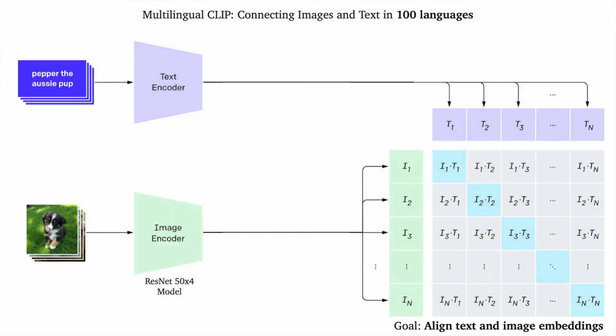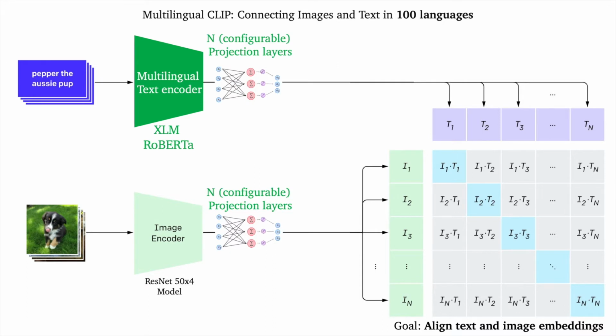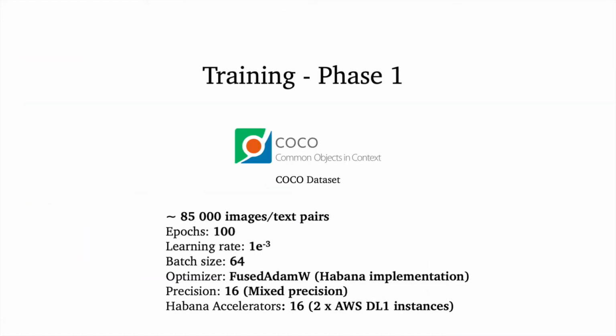For this, I have replaced their text encoder with the XLM-RoBERTa, a multilingual text encoder. Next, I added a configurable number of projection heads on top of the encoders. The model was then trained to align the text and visual representations, and I trained it in two phases. Phase 1 is COCO dataset. Let me show it working.